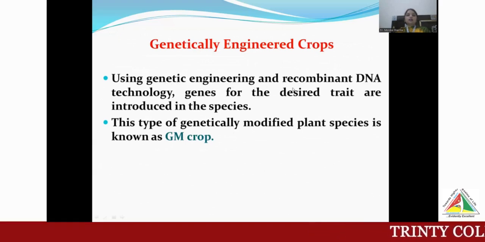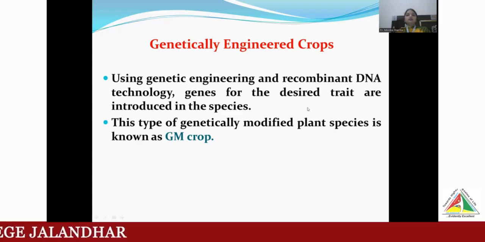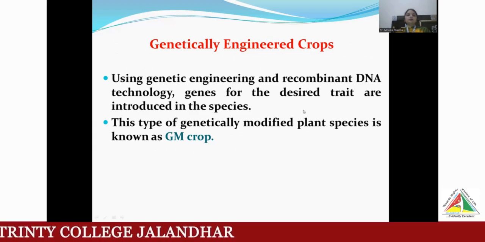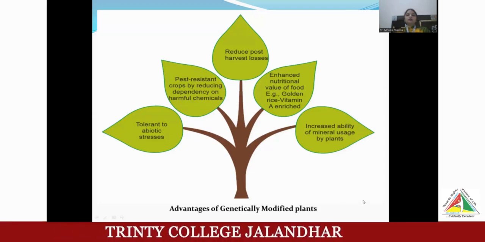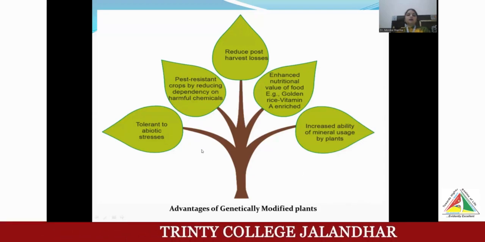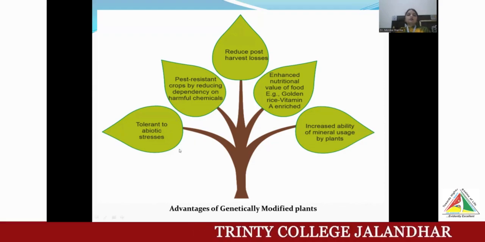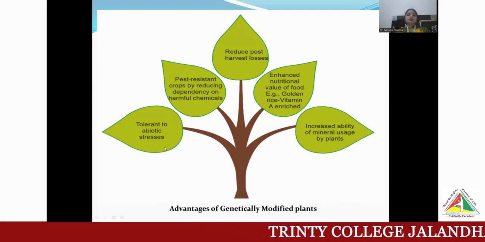With the help of genetic engineering and recombinant DNA technology, we can produce genetically engineered crops by inserting a gene of interest into these species. There are many advantages of these genetically modified plants. Let us discuss them one by one. The first major advantage is tolerance to abiotic stress. And the second one is pest resistant crops.